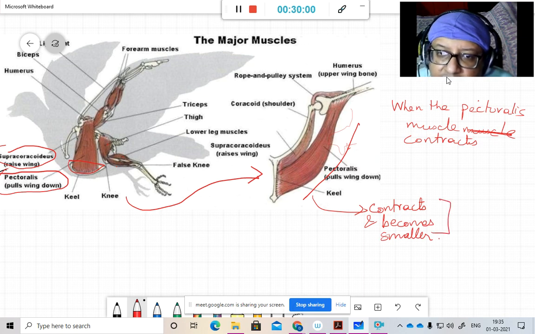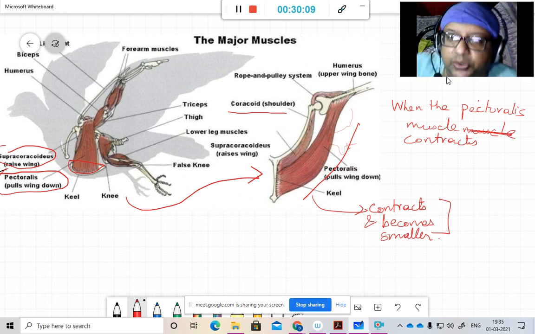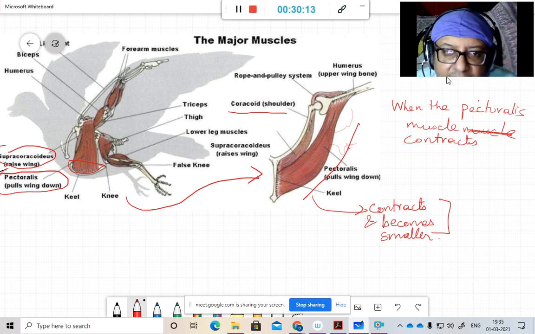Smaller. So it pulls this. This is for pulling the wings. And then you have the coracoid shoulder muscles. What happens is, it pulls the wings upwards; because of this pull, the wing goes up, and when this contracts, this pulls the wings down. So when it pulls it down, it gives a force to raise.